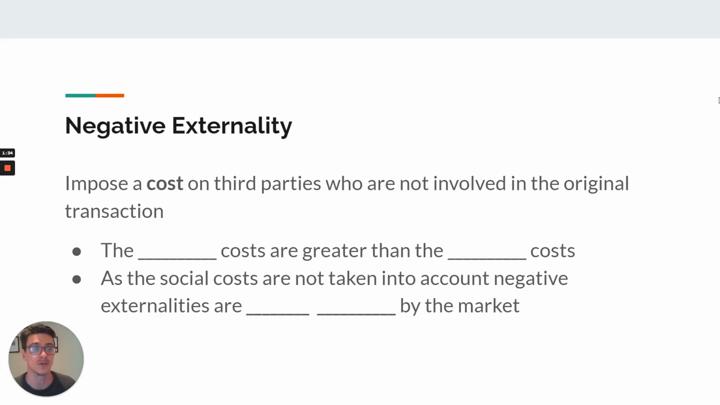So again, a cost imposed on third parties who are not involved in the transaction. And what we're going to say is that the social costs, so that is the private costs, the cost to set up the party, the cost to get everything there and send out the invites and whatever, plus all the noise and the lack of sleep and the smoke and whatever else, the bottles. The social cost is all costs together, and they're obviously going to be greater than the private costs, okay? So when the social costs are greater than the private costs and they're not taken into consideration, we say that negative externalities are over-allocated by the market. So there's too many resources being allocated to these negative externalities, okay? It means they're overproduced. We have too many parties.